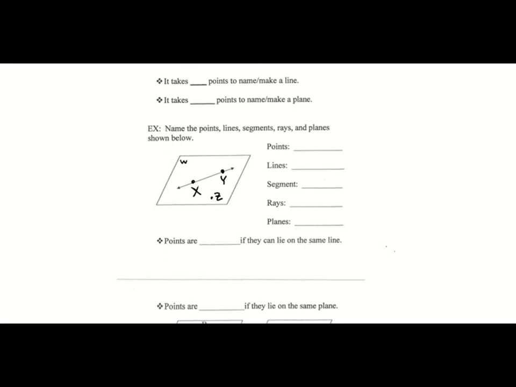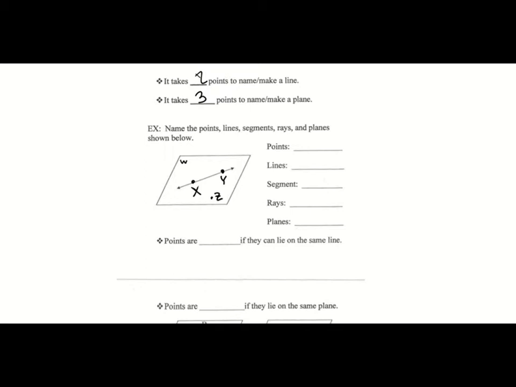Okay, this top part is just a review of what we talked about on that last page. We said that it takes 2 points to make a line and 3 points to make a plane. So those are important to remember, the difference between a plane and a line. Now let's do an example. This one says to name the points, lines, segments, rays, and planes shown below.